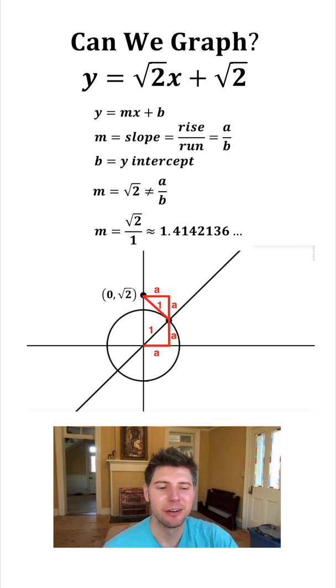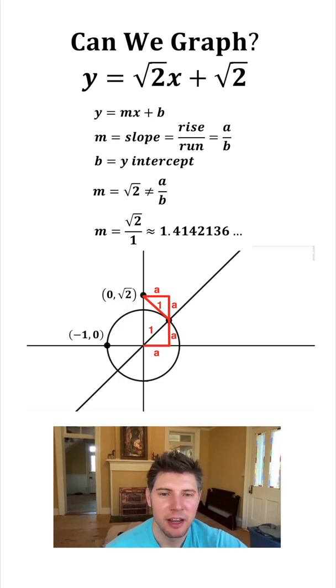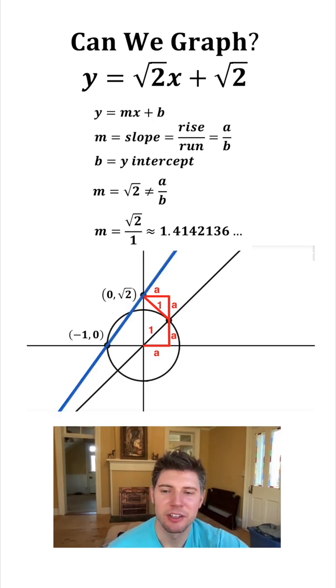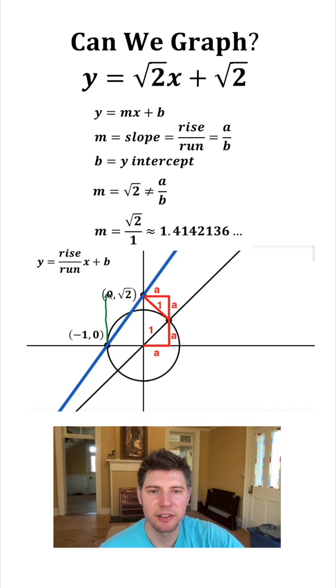So now let's clean everything up. If we mark the point negative 1, 0, and let's connect these 2 points and extend the line. So let's find the equation of this blue line. We have y equals mx plus b. M is the slope, so we can change that to rise over run. So here's our rise and here's our run.